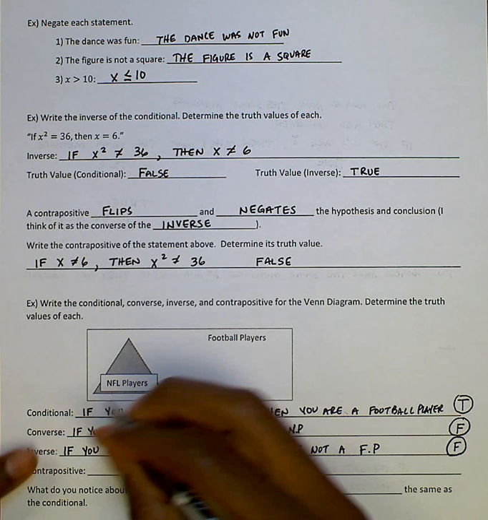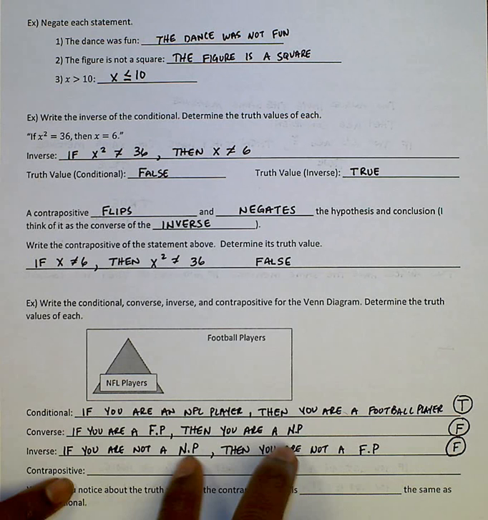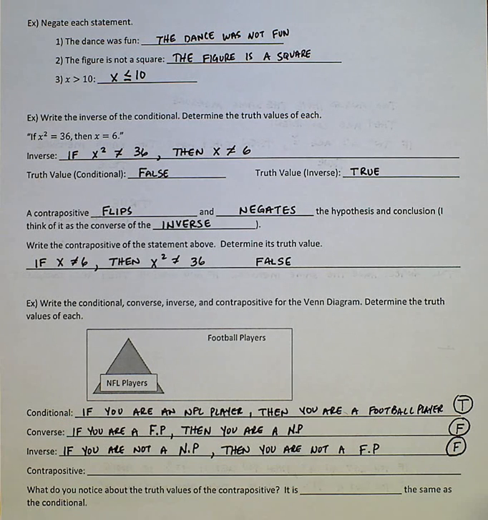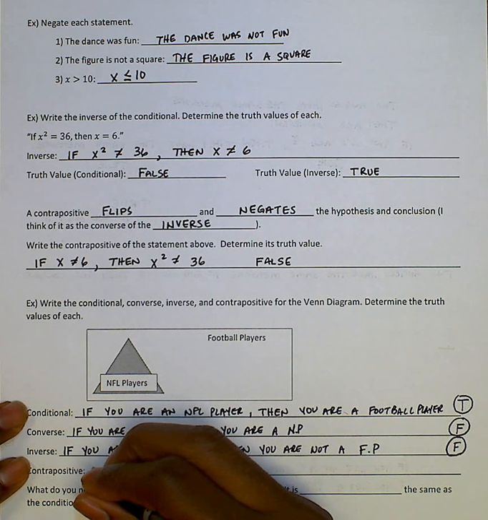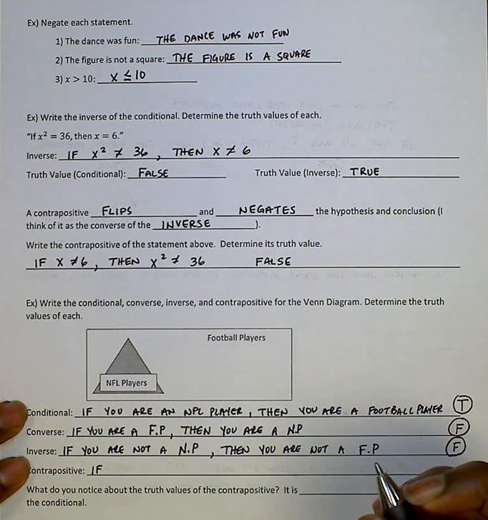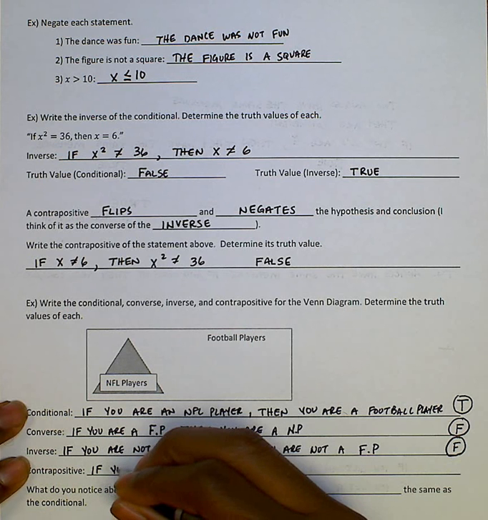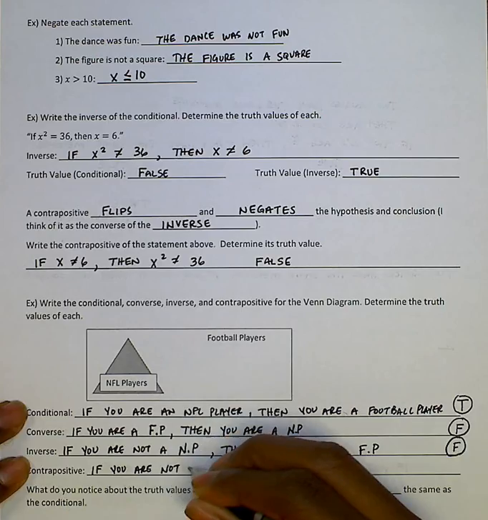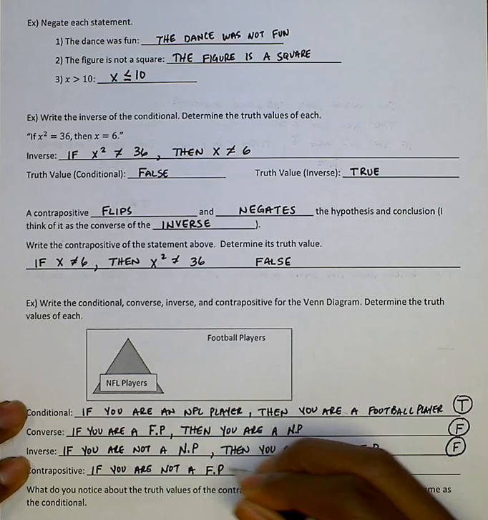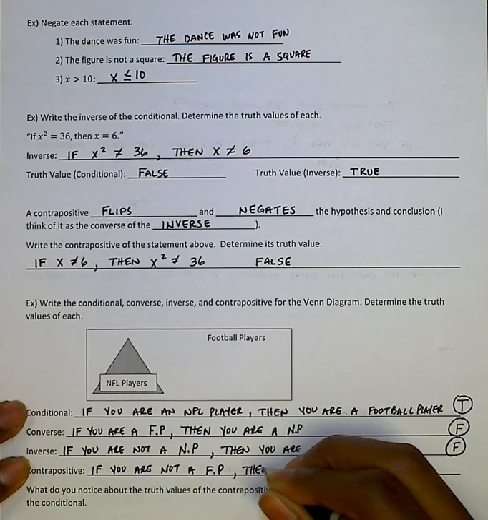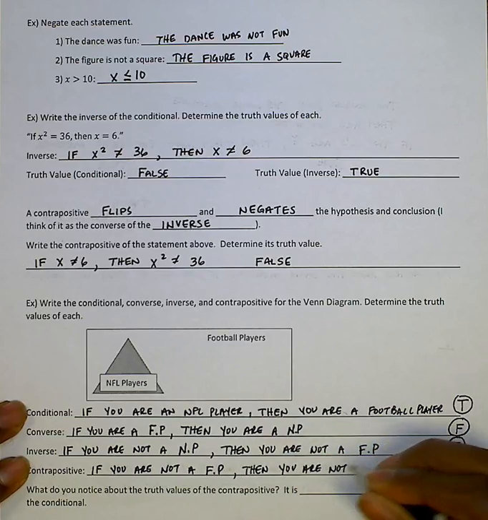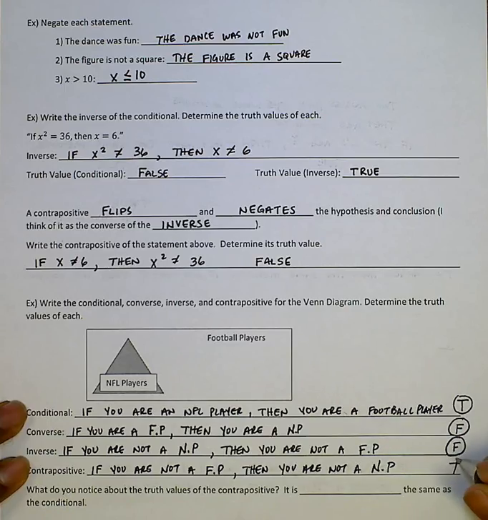Okay. The contrapositive, remember, flips the inverse, or you can think of it as flips and negates the conditional. So it says, if you are not a football player, then you are not an NFL player. And that's true. If you don't play football, you can't play in the NFL.